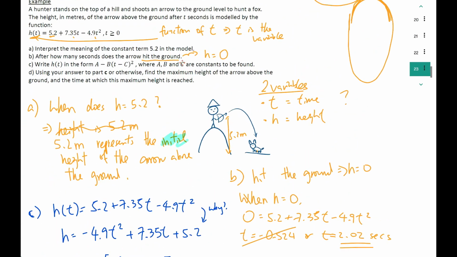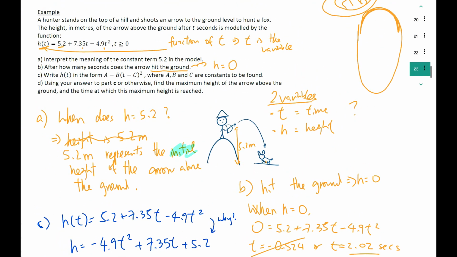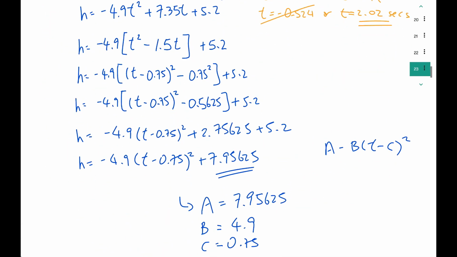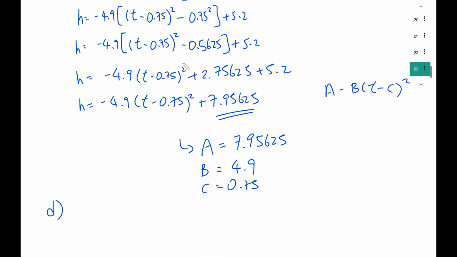Okay. Part D. Using your answer to part C or otherwise, find the maximum height of the arrow above the ground. Now think about maximum height when you talk about quadratics. What are they asking for? Turning point. So part D, turning point. They're asking for the turning point. So the turning point, or the maximum point, if you remember how to extract this, is basically the opposite value for the number in the bracket for x, and for the y value you take it as it is.